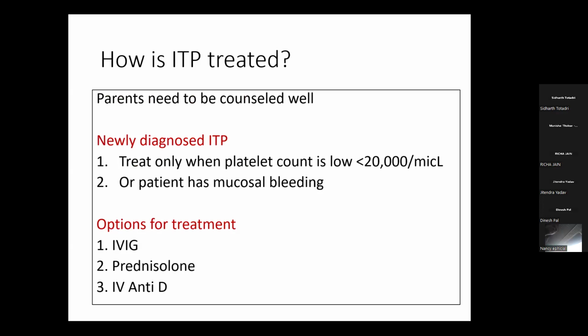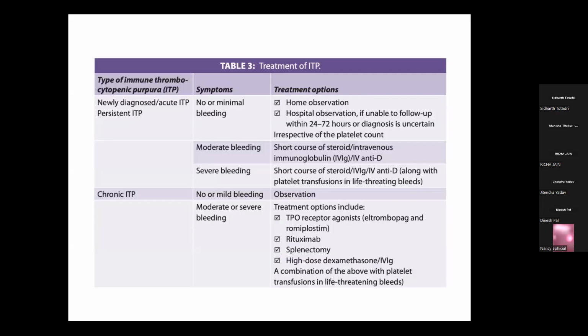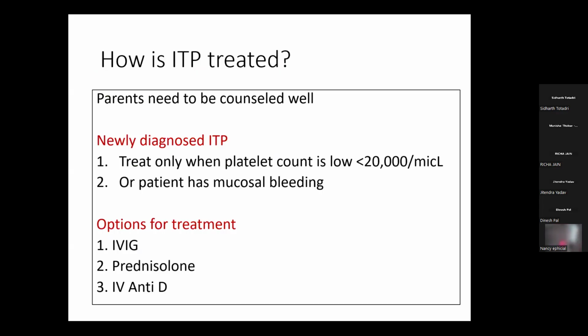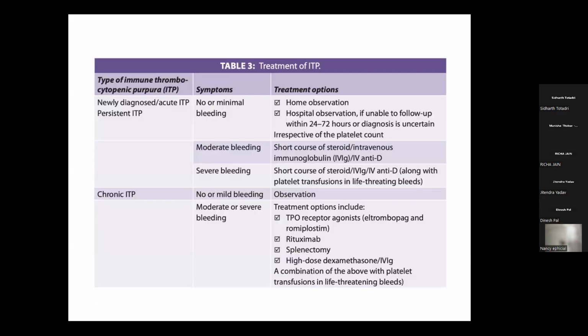How is ITP treated? Treat only when platelet count is less than 20,000 or patient has mucosal bleeding. If the patient has platelet count less than 20,000 and mucosal bleeding is absent, there is no need to treat ITP. Options for treatment are IVIG, prednisolone, IV anti-D. Treatment of ITP is explained by my previous speaker.